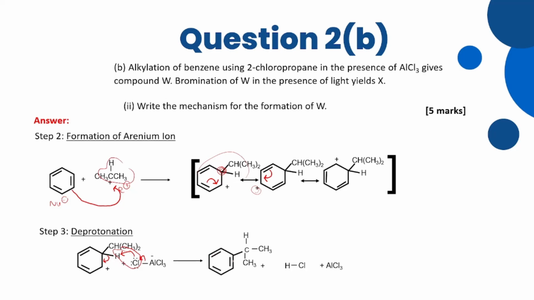So our product is going to be a benzene, and then the alkyl group, which is CH3, which, if you expand, will be given like this. H and Cl will be combining together, and AlCl3 is our Lewis acid, where we're going to get back our catalyst by the end of the reaction. And as you can see, from the first step to the third step, we get the product that we wanted, which is product W. Alright?